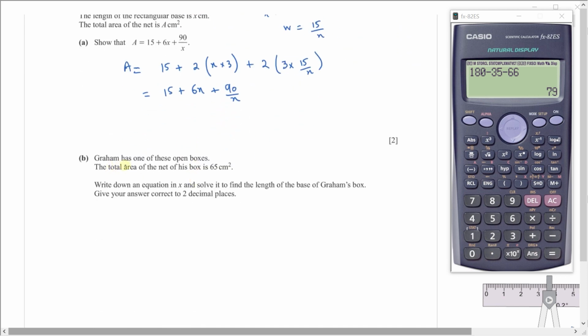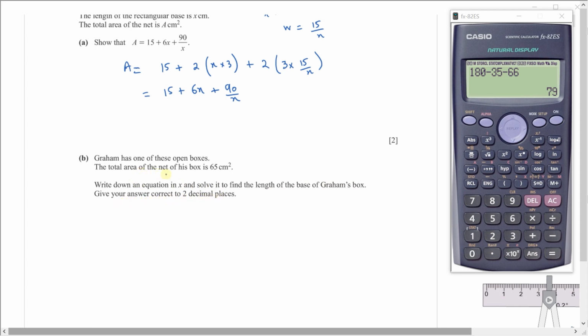The next part is: Graham has one of these open boxes. The total area of the net of his box is 65 centimeter square. Write down an equation in x and solve it to find the length of the base of Graham's box. Give your answer correct to 2 decimal places.